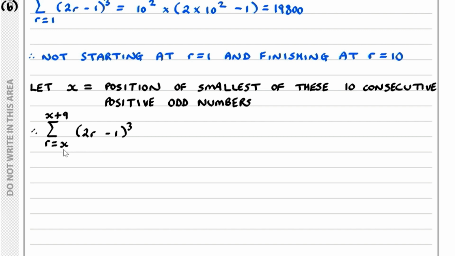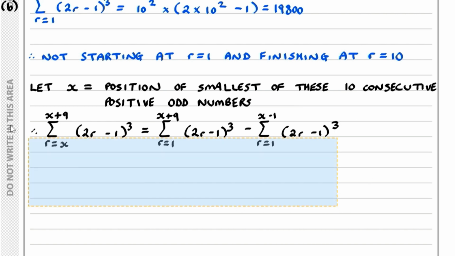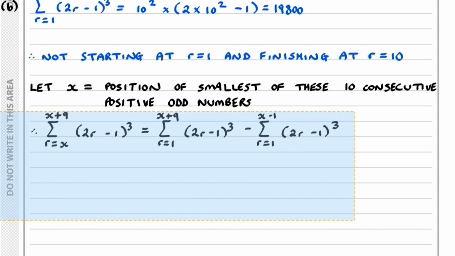Now, we normally want to start off at r equals 1. So for us to do that, if we start off at r equals 1, well, we've got the sum of the first, from r equals 1 to r equals x plus 9 of (2r minus 1) cubed, and then we subtract the sum from r equals 1 to x minus 1, we want one below this, of (2r minus 1) cubed. So this is what we need to evaluate.